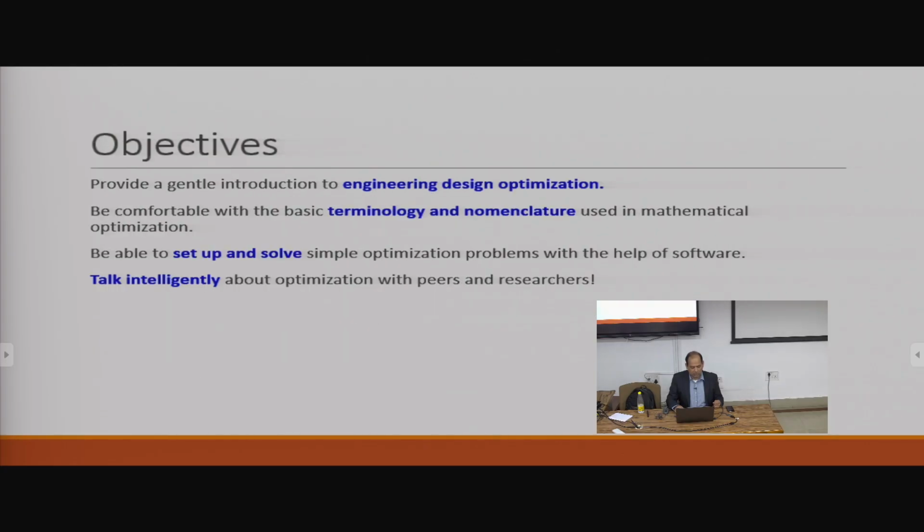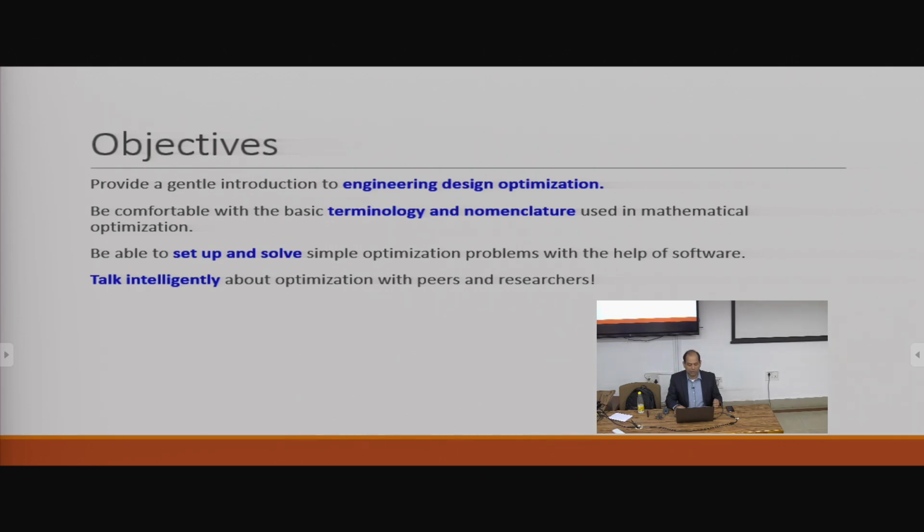Okay, so the objective here is to provide a gentle introduction to engineering design optimization as we use it in systems engineering. All systems engineers should have a decent understanding of how to model an optimization problem, how to set up an optimization problem in commonly available software such as MATLAB or any other software that you might want to use, and then find solutions and then perform sensitivity analyses on the solutions found. Of course, that would also require us to be comfortable with the basic terminology and nomenclature used in mathematical optimization.